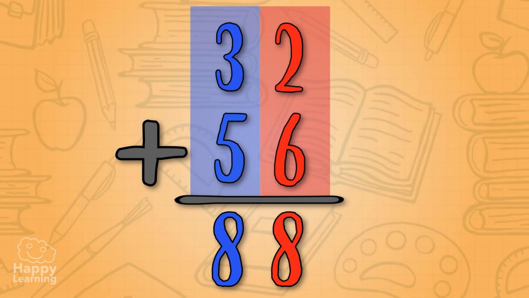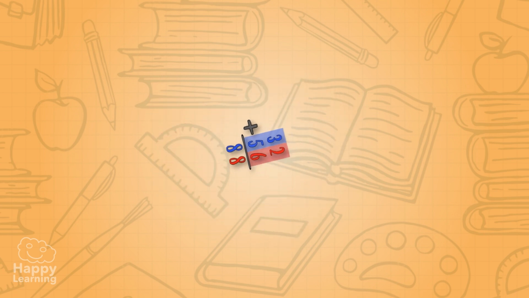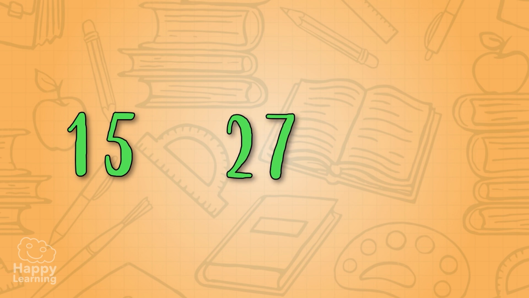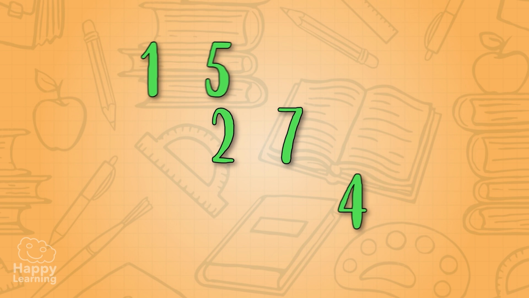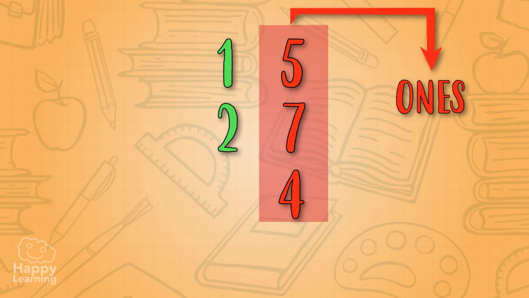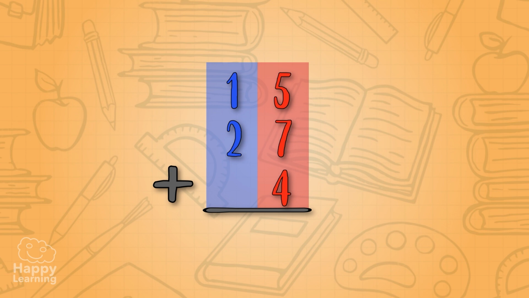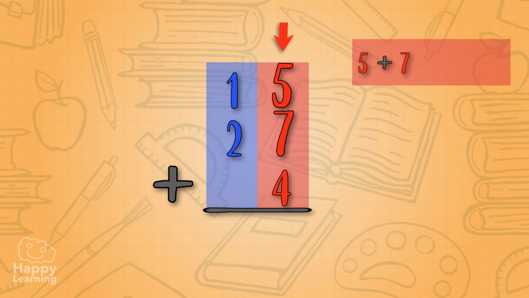But what happens if the addition has remainders and more than 2 summands? It's easy peasy. Let's add 15 plus 27 plus 4. As we've seen before, we place the summands under each other, ones under ones, and tens under tens. It looks like this. Now we add the ones. 5 plus 7 equals 12. Plus 4 equals 16.